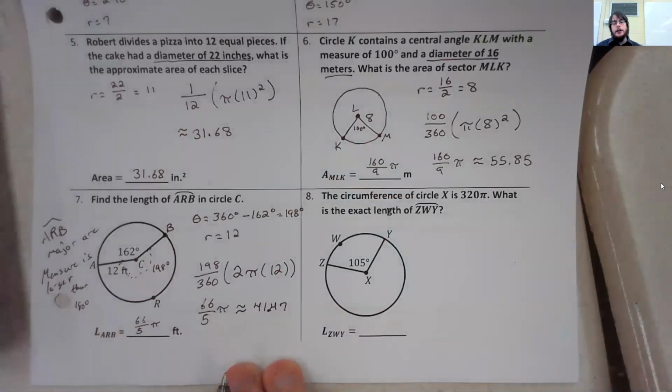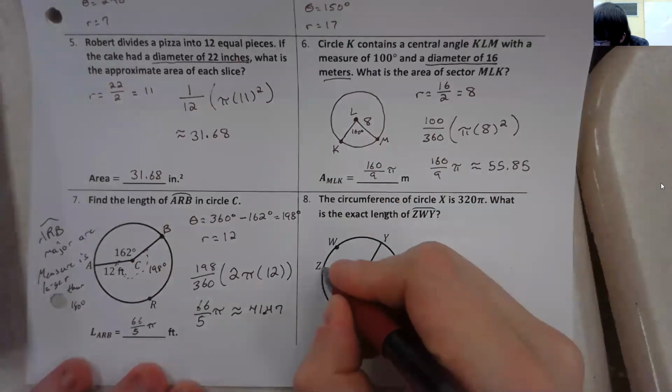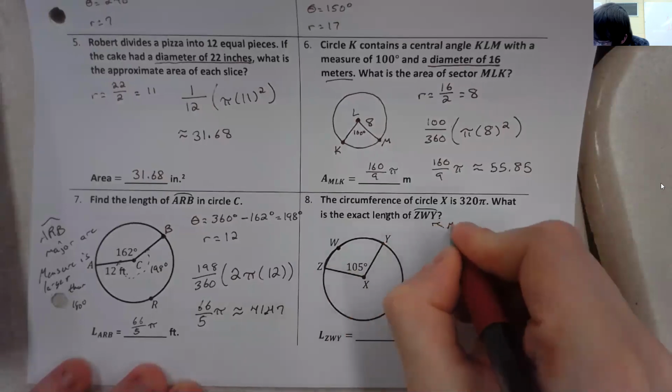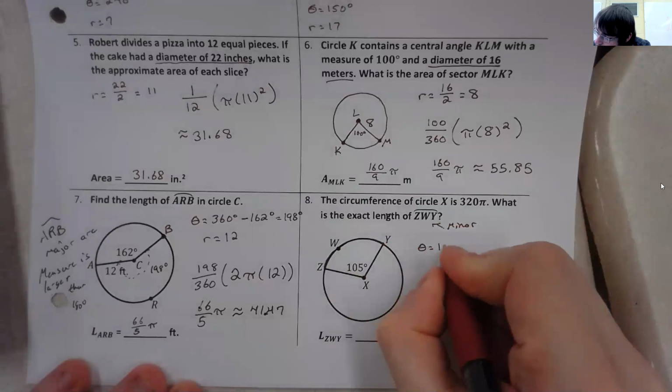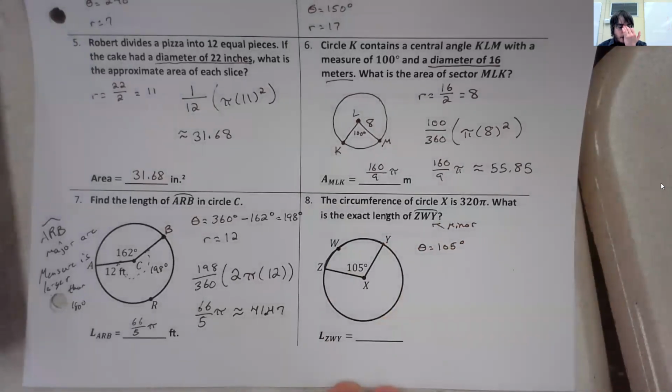And then our last one we're covering in this video, number 8: the circumference of circle X is 320 pi. What is the exact length of arc ZWY? If you look at arc ZWY, you can see that it would be a minor arc. So that theta we have is already what we're going to use. Now you'll notice here that there's no radius mentioned in the problem or labeled in the diagram. So let's see what we're going to do about that.